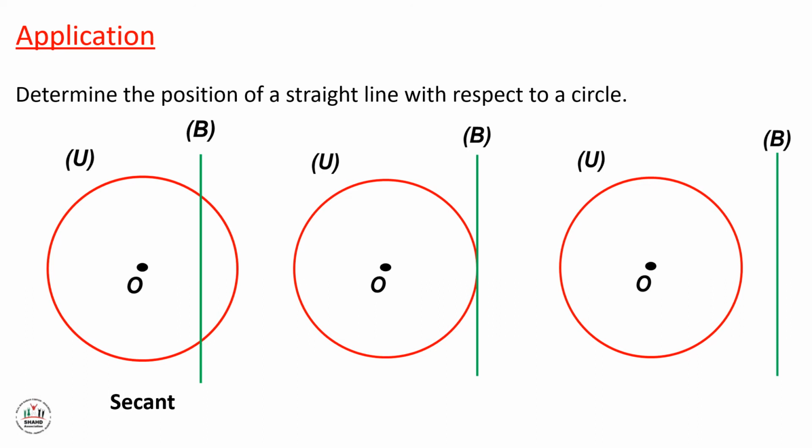Second figure, the line B has only one contact point with circle U. That's why we call line B tangent. And for figure 3, it's obvious that line B doesn't share any common point with the circle U, and we call this line an external line.